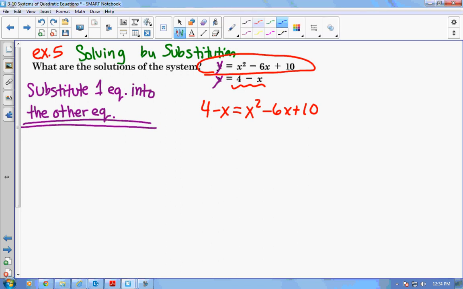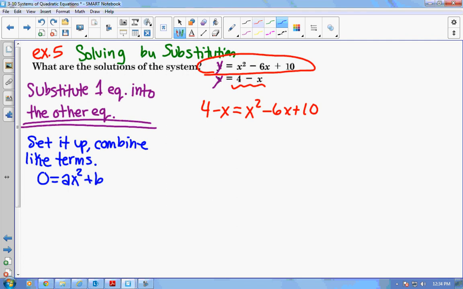Remember, our goal is to find the solution. So if there's only x's, we're trying to find the x coordinate. How do we find x? So we're going to move everything so that we have 0 equals the rest of the stuff. Set it up, combine like terms, so that we have 0 equals something, 0 on one side and everything else on the other side.